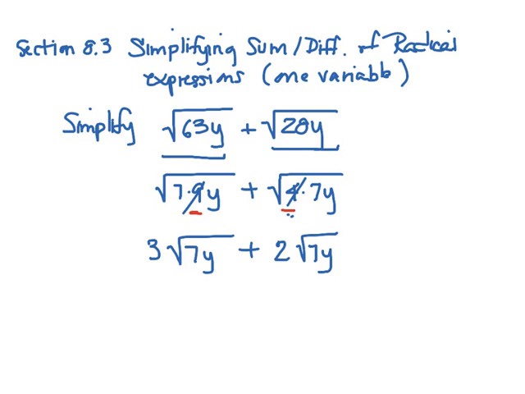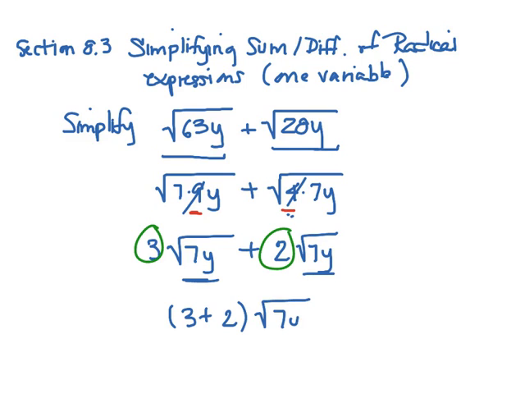And so now I have the same radical parts. I can just take 3 plus 2, and all times the square root of 7y, because I can factor that out, and I'm left with 5 times the square root of 7y.